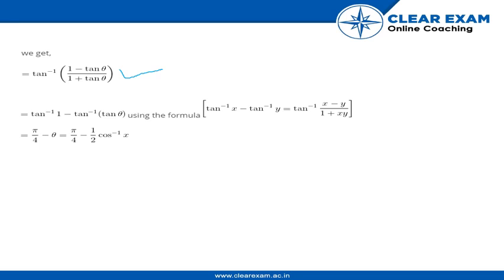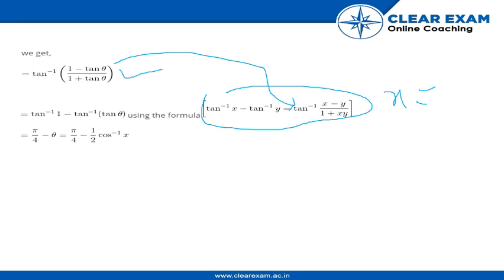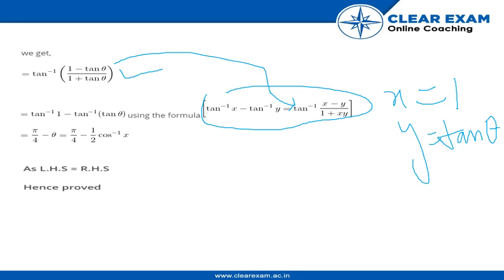Now I hope you all remember the formula of tan inverse x minus tan inverse y is equal to tan inverse of x minus y upon 1 plus xy. If we compare these two terms, we can see that x is equal to 1 and y is equal to tan theta. I hope you can easily see this. 1 minus tan theta upon 1 plus 1 into tan theta here. So we can write it as tan inverse 1 minus tan inverse of tan theta.